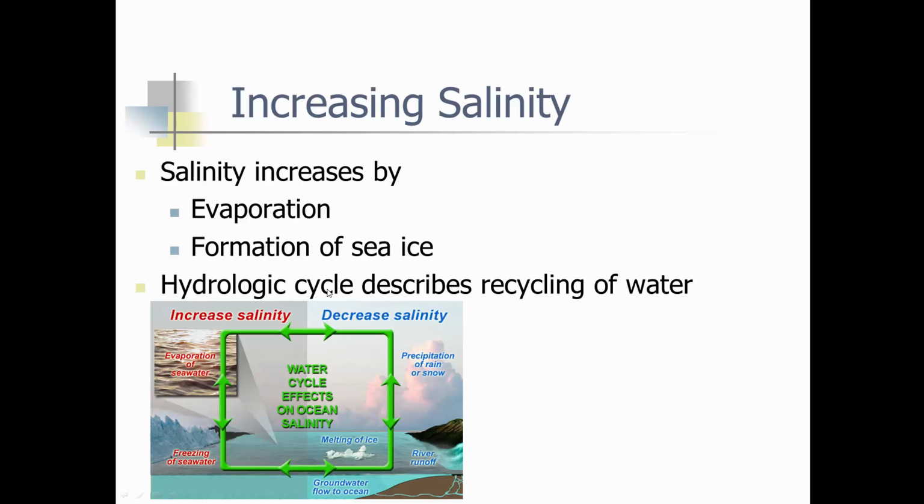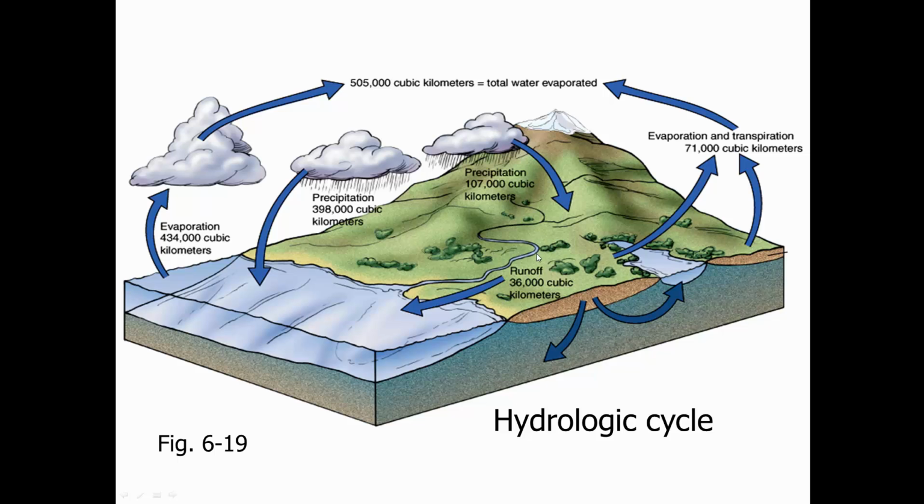And then the hydrologic cycle actually describes the recycling of water. This is a water cycle showing it moves both directions. And I showed you a larger one in the beginning. Again, we have the evaporation, which is going to increase salinity. We have precipitation, which is going to decrease salinity. We have runoff, which is going to add water, decrease salinity. We have more evaporation, which really increases salinity out of lakes, but there's not much salt in the lake.